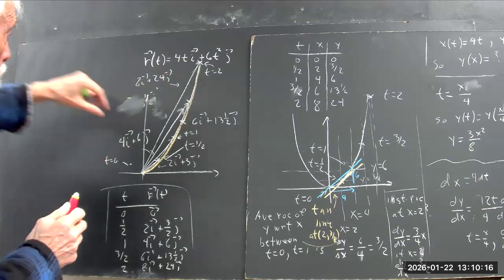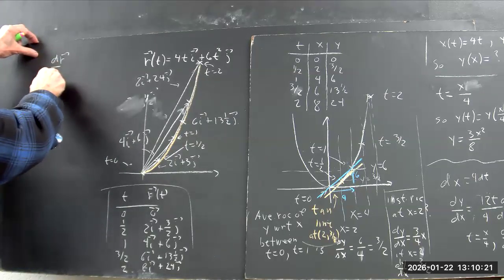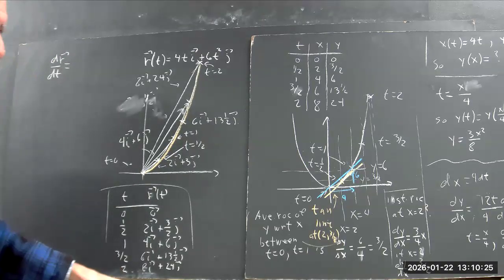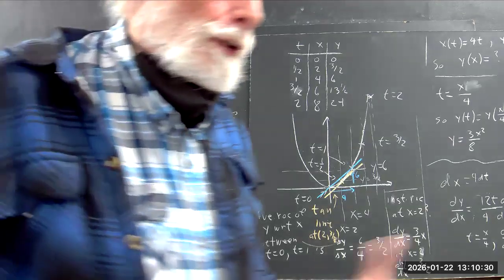Now that we have this vector function, we calculate its derivative. So calculate the derivative, dr dt. Very simple derivative.